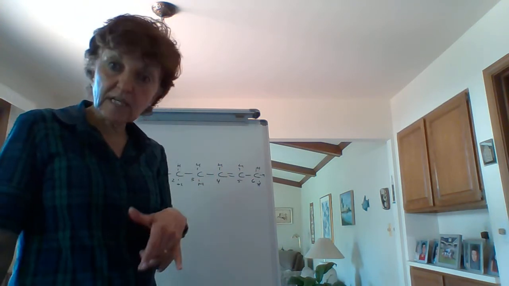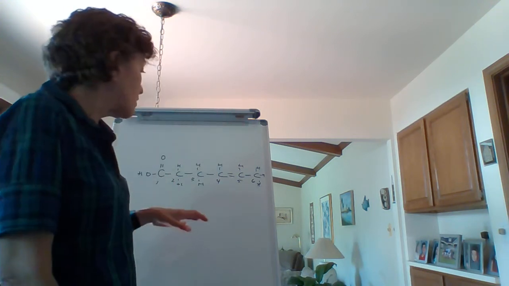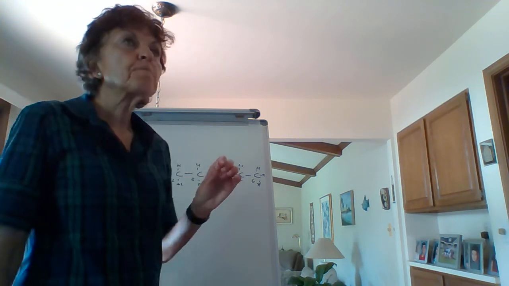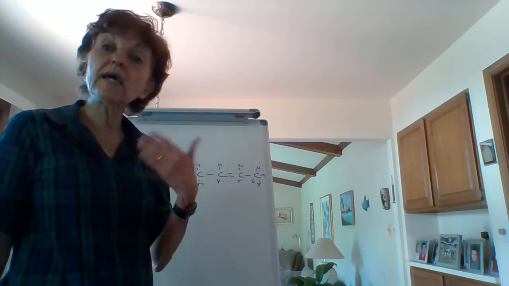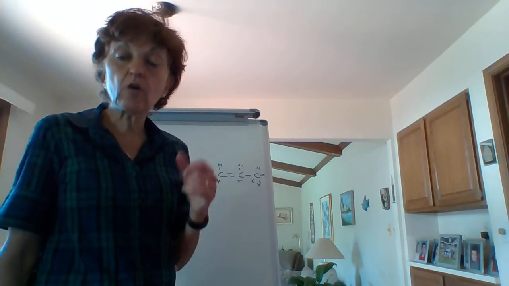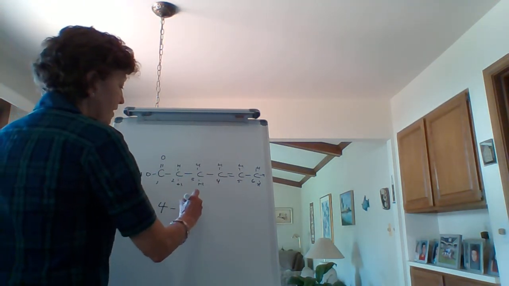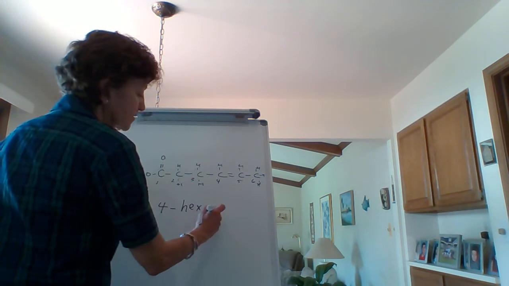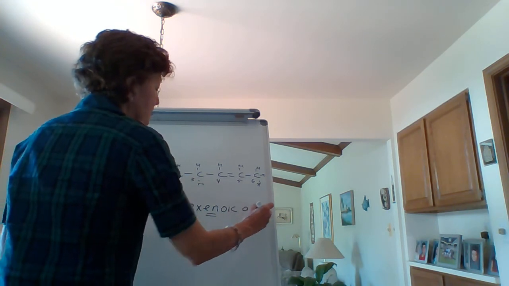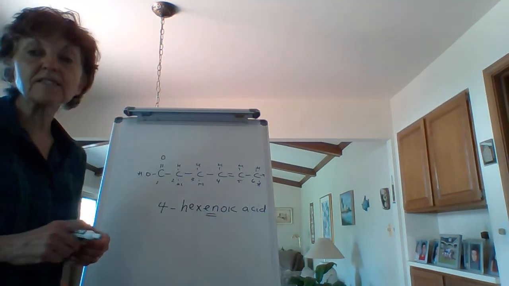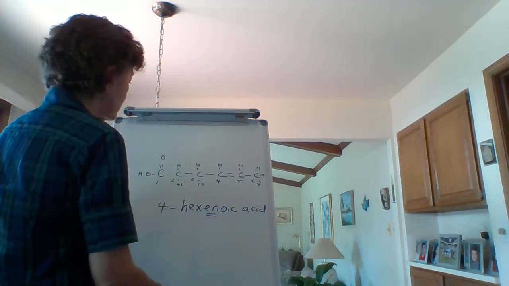But the double bond does not take precedence here. It's the carboxylic acid group that has a higher priority. So you have to name it. It would have been hexanoic acid if it didn't have the double bond, but because it has the double bond, it's hexenoic acid. You got to tell me where the double bond is. So that's 4-hexenoic acid. Notice that? Oic acid. So instead of hexanoic acid, it's hexenoic acid. That's all you need to know about unsaturated carboxylic acids.